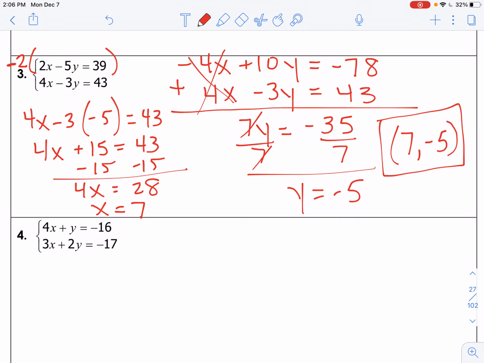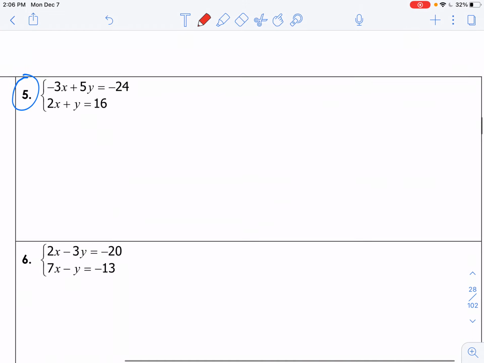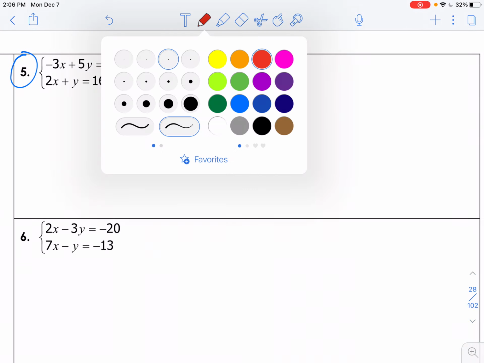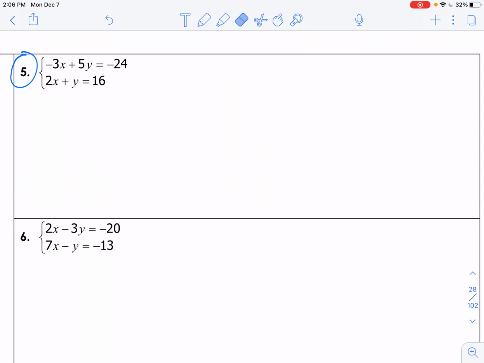Okay, let's keep going. Let's do number 5 on the back. Let's switch up colors here. And erase that.